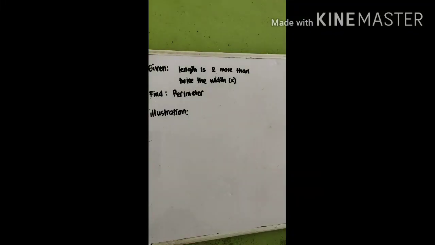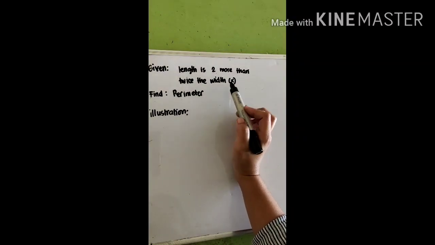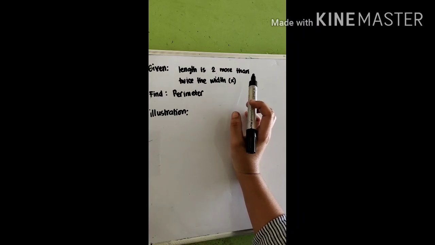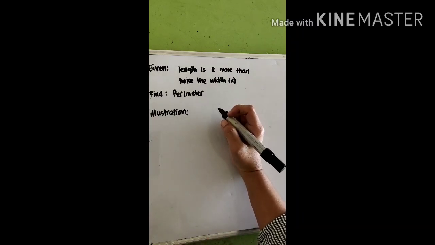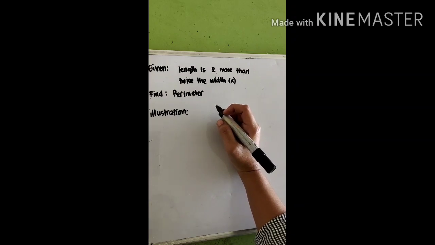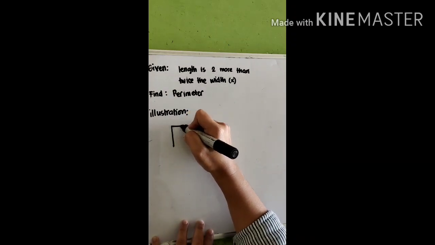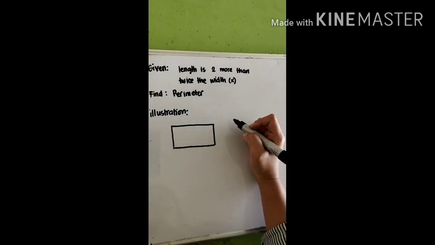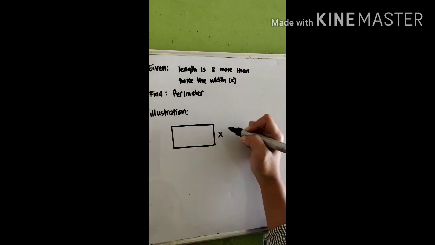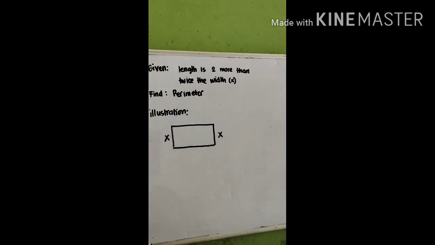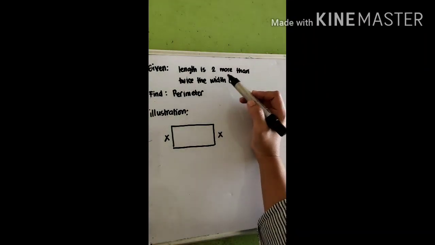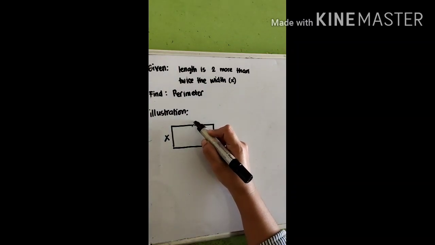So for problem solving number 1, we are given a rectangular pen whose length is 2 more than twice the width, which is x. And then we are tasked to find its perimeter. To help us solve for the perimeter, we have to do an illustration of the problem first. So we have here a rectangular pen. The shorter side is the width x. So we have here x, and the longer side is the length, which is 2 more than twice the width. So this is obviously the length.